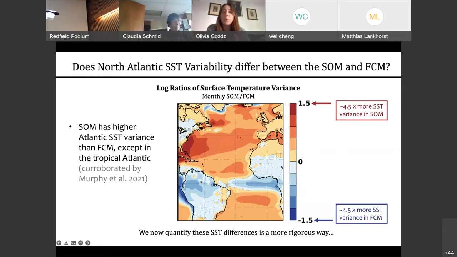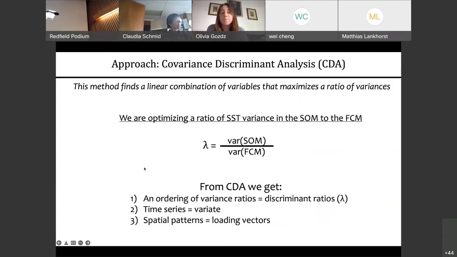And this is just a local plot, so we want to be able to separate these modes of variability and really understand what is going on beyond this general picture. So now we want to quantify these differences in a more rigorous way. In order to do that, we're going to be using a technique called covariance discriminant analysis.